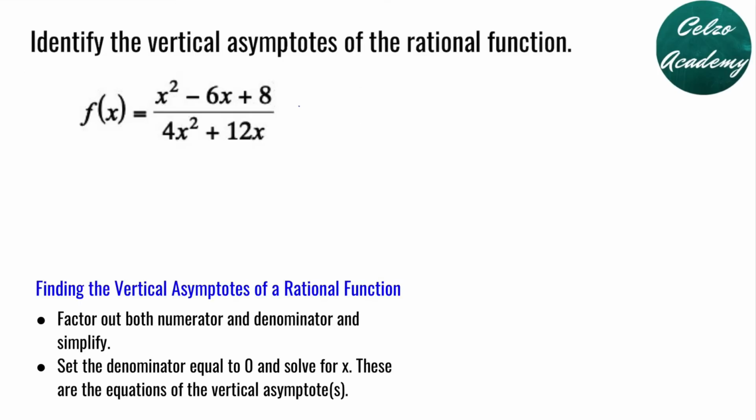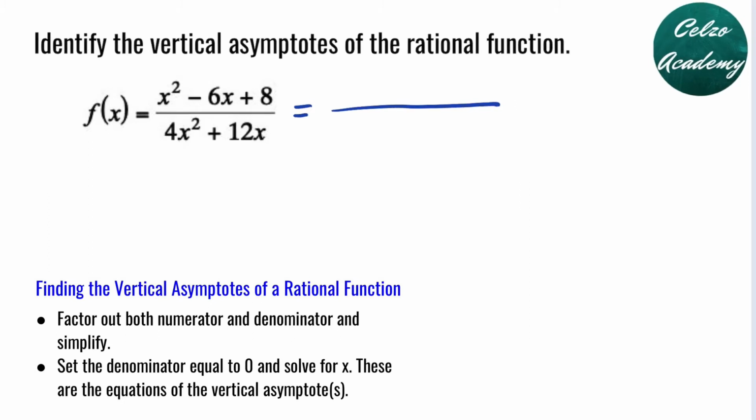Step 1 is to factor out the denominator, but we will also factor out the numerator and then simplify to determine if there are any holes. Let's factor out the numerator x squared minus 6x plus 8. In this general quadratic, we need to get factors of 8 that will give us a sum of negative 6.